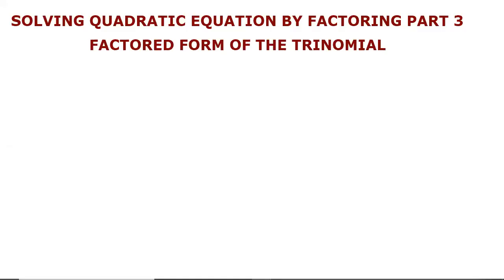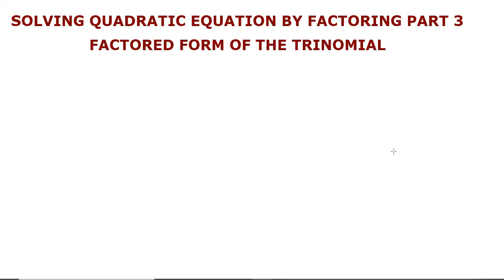Okay, so I'm going to give you another example of solving quadratic equations by factoring. This is part 3 of quadratic equations by factoring, for the factored form of the trinomial. Last time, I taught you how to get the discriminant of the expression and how to determine if that expression is factorable or not.